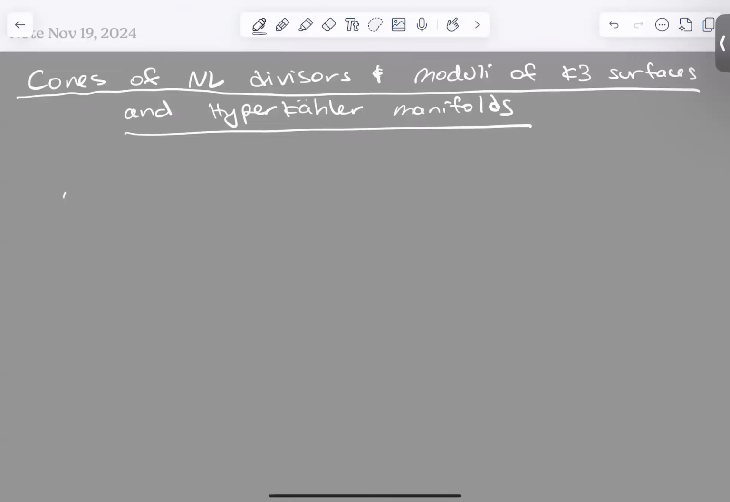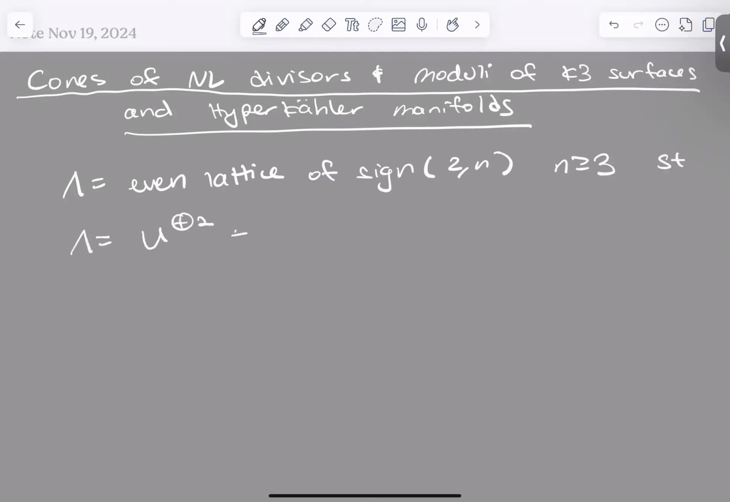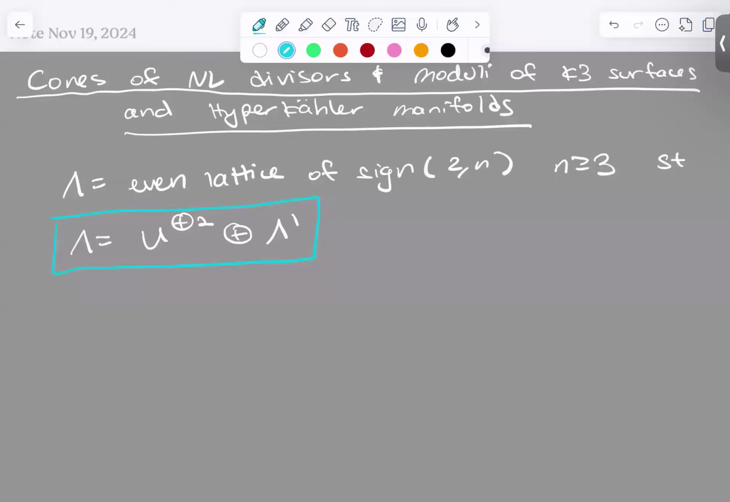The setting that I'll work in today is I'm going to let lambda be an even lattice of signature 2n, and I'm always going to require that n be at least 3, such that lambda splits off 2 copies of the hyperbolic plane. So I always want my lattice to be of this form. And one can, of course, work in greater generality, but this is the setting I'm going to require for today.